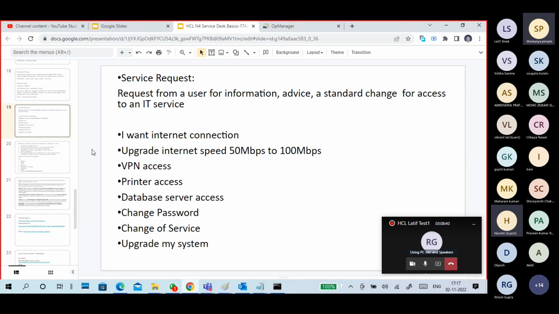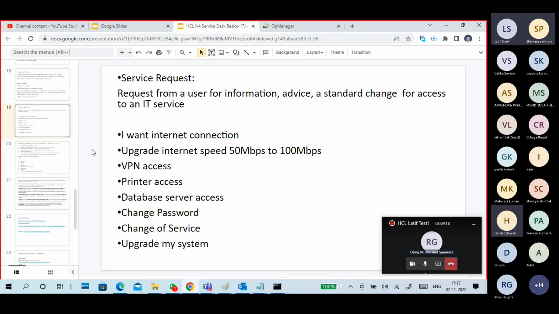Service request means again I want to do certain changes. Like I have a 50 Mbps internet and I want to increase it to 100 Mbps. That is a service request from the customer. Or I want some information. I got an extra bill today; last month's bill to this month's bill has a lot of changes. I call the service provider and ask why I'm getting an additional bill, why it is showing an extra 50 rupees cost.